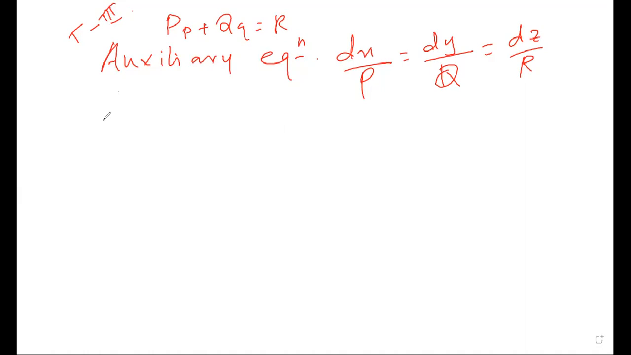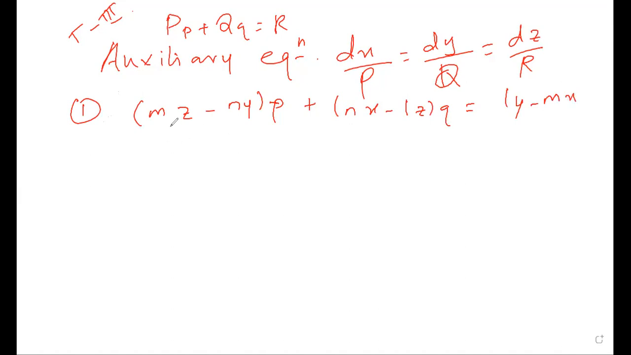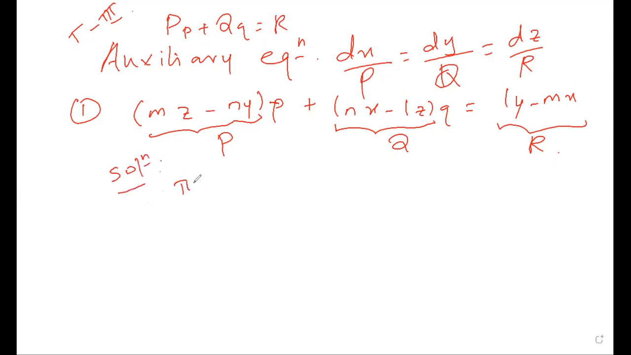So I'll start from the example I gave you. First of all, for example, (mz minus ny)p plus (nx minus lz)q is equal to ly minus mx. So we have to know this is in the form of a quasi-linear equation: this is our P, this one is our capital Q, and this is our R. So we can use Lagrange's auxiliary equations.